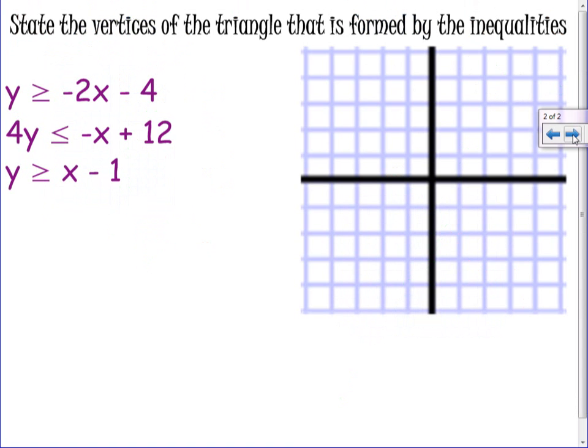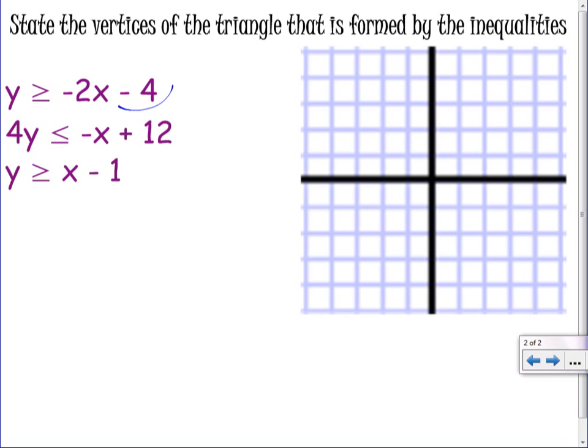Okay, we'll move on to the last one then. All right, this one is going to create a triangle, and they want us to state what the vertices are, so where they intersect, right on the corners. So we're going to graph these three lines and then state the corners. All right, so this first one is already in slope-intercept form. So let's get this one on the graph.